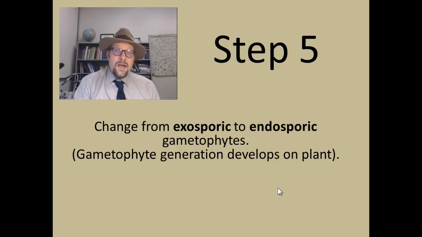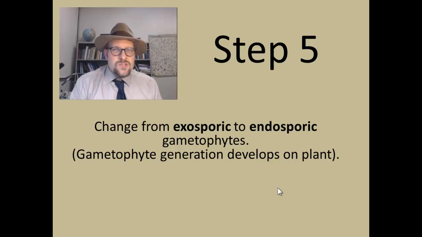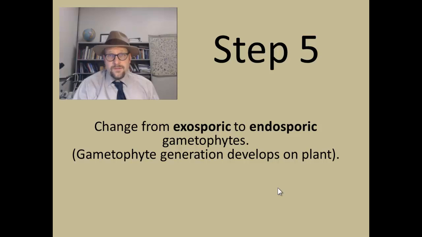And finally, the last step, and this is the biggest step, is when the gametophytes actually develop on the plant rather than being shed off of the plant. This means that the gametophyte generation is retained on the sporophyte generation. So this is a major reversal of roles between the two generations of a plant's life cycle. Thus, the gametophyte becomes the important part of the above ground plant, and we'll look for this transition in the fossil record and attempt to see how seeds originated in plants following these steps.